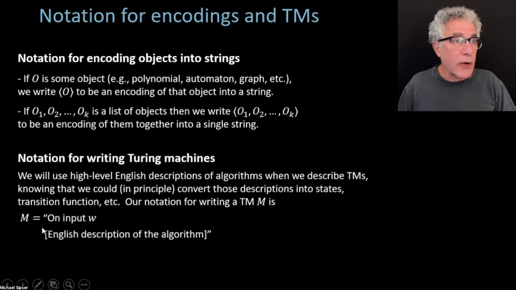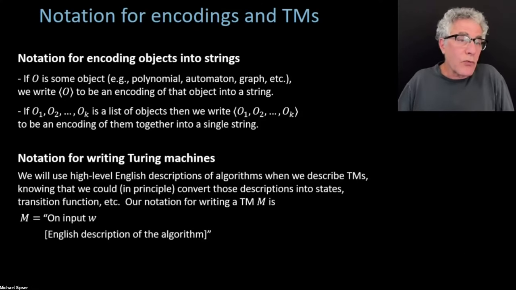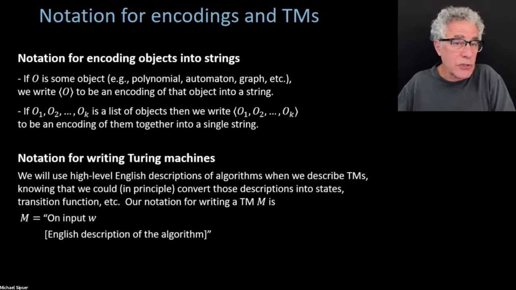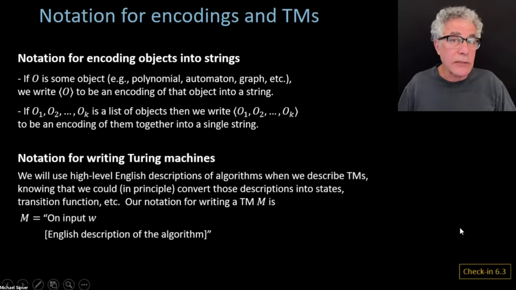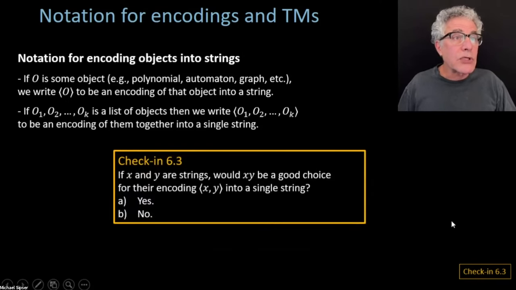So our notation for writing Turing machines is going to be, we're basically going to put the Turing machine inside these quotation marks, and we're going to know that we could, in principle, write out the Turing machine in a precise way in terms of states and transition function and so on, but we'll never actually go ahead and do that lengthy exercise. So quick check-in here.